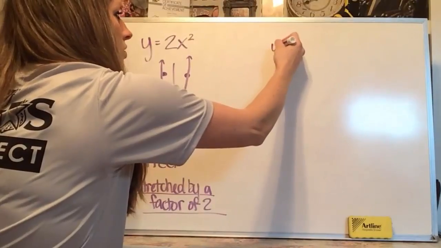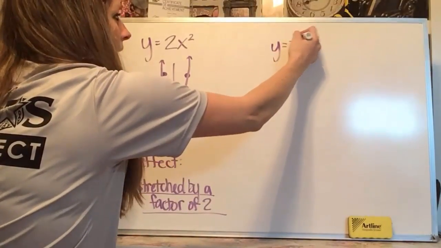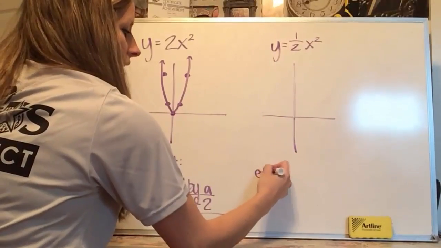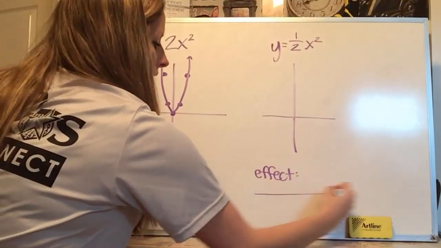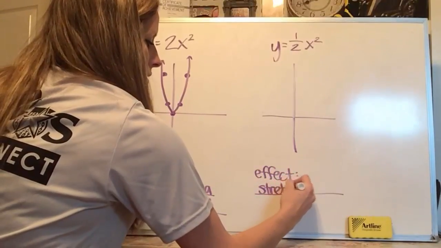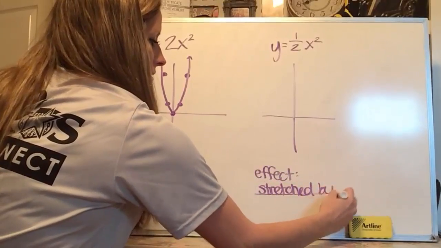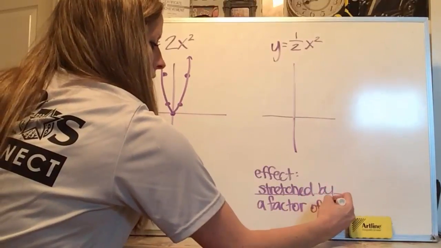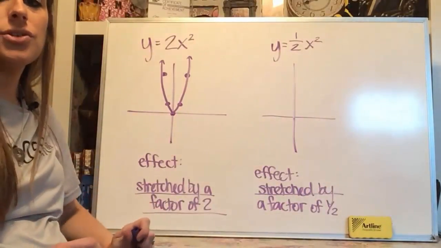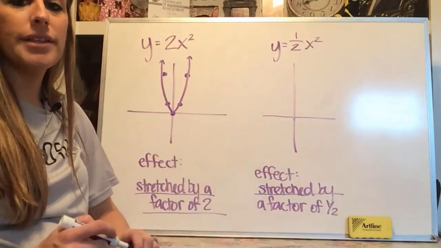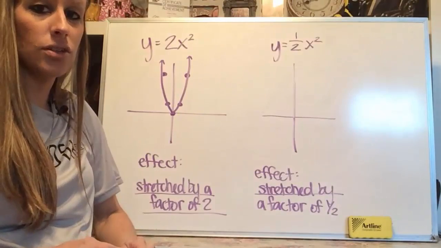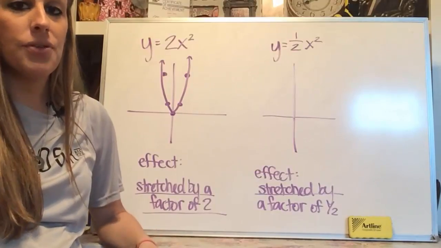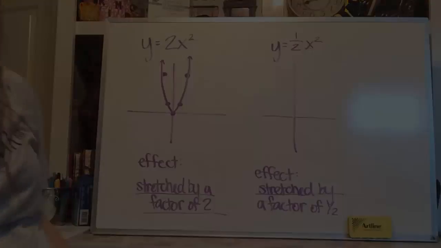Now, let's look at the next one where we have 1/2 in front of the x squared. Okay, we still say that it's stretched by a factor of 1/2. But I want you to use your table to find some really good points to see what this parabola actually looks like. So once again, 15 seconds. Go to your table, find some good points. Okay, make it quick.